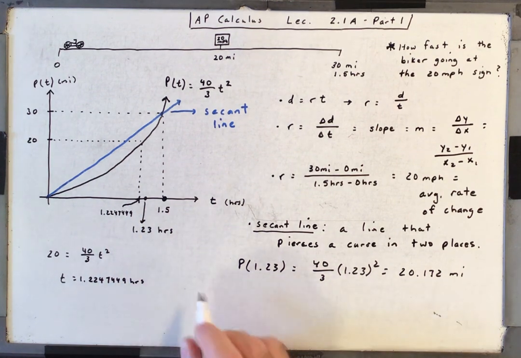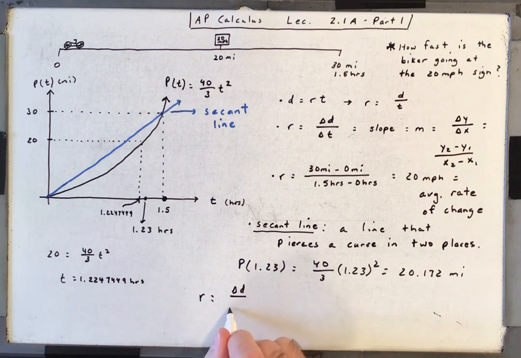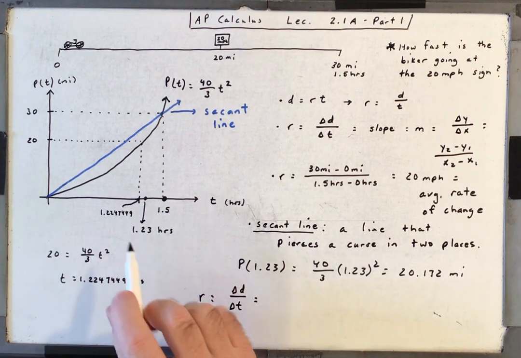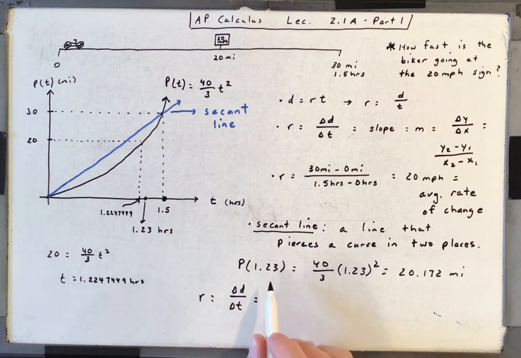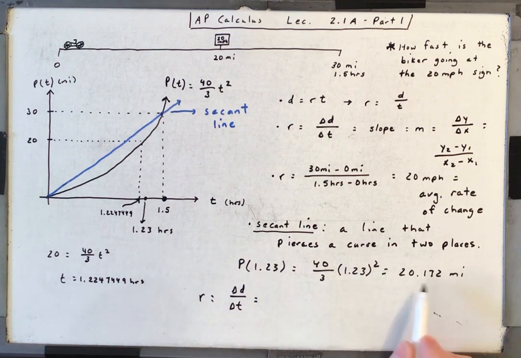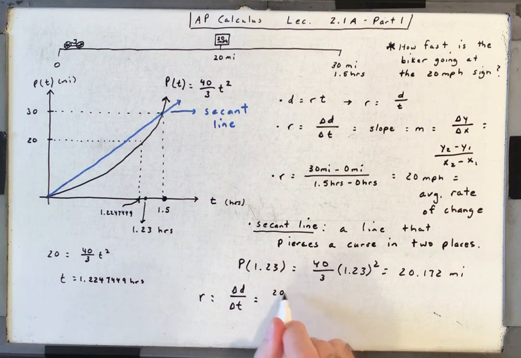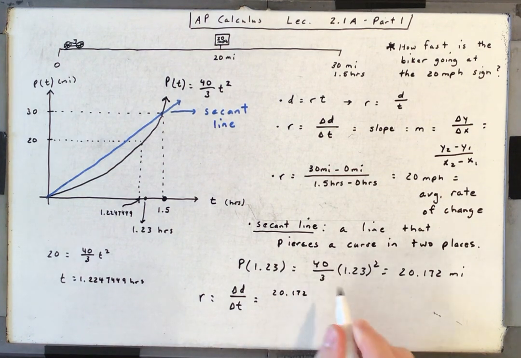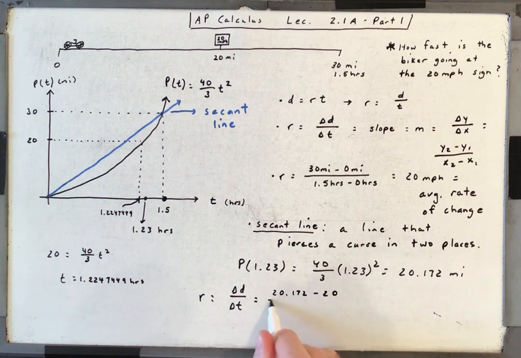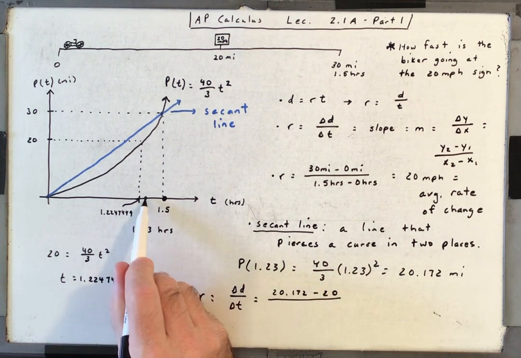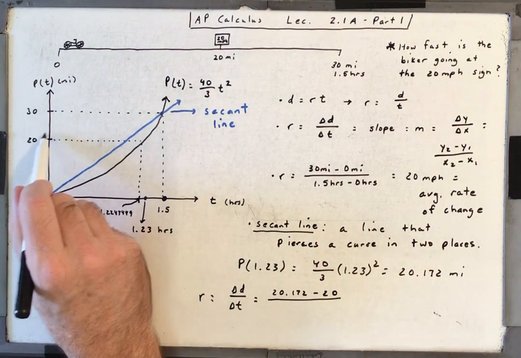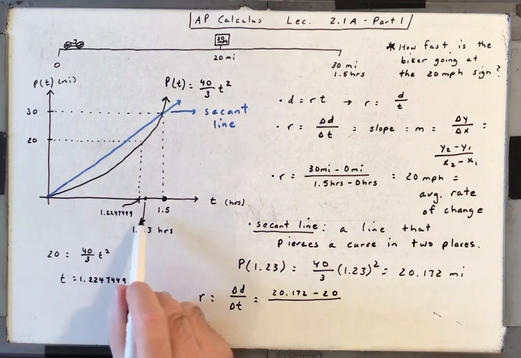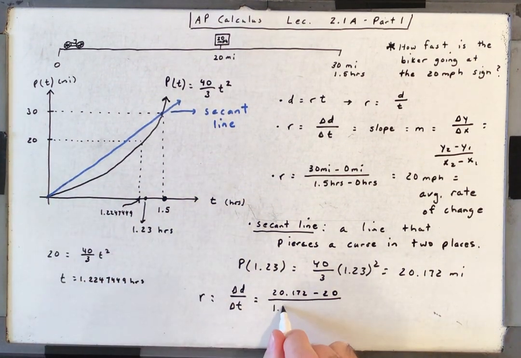Okay, so the rate, which is the change in distance over the change in time, would be: change in distance is 20.172 miles minus 20, so those are our 2 points. 20.172 would be up here, minus 20 over 1.23 hours.